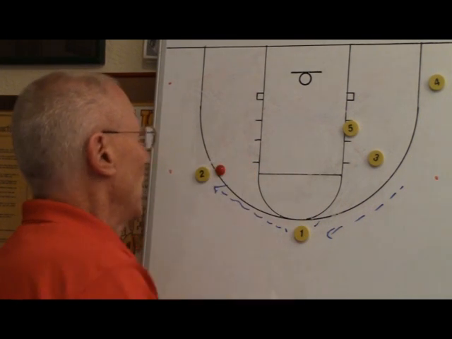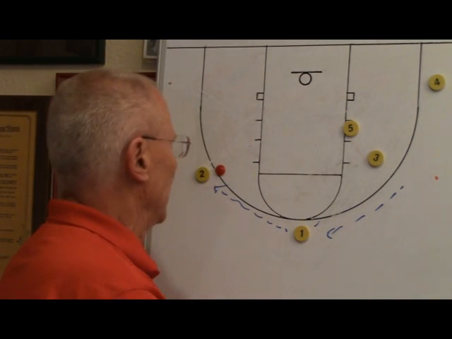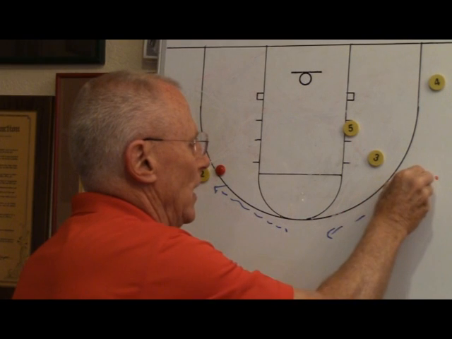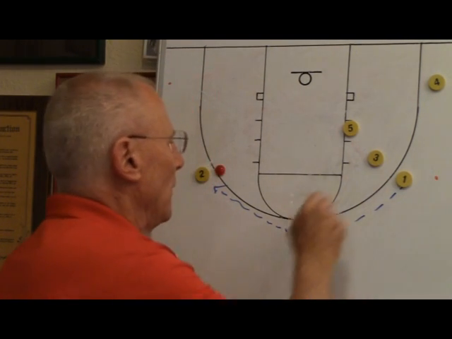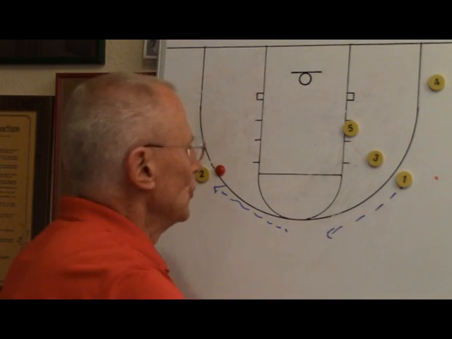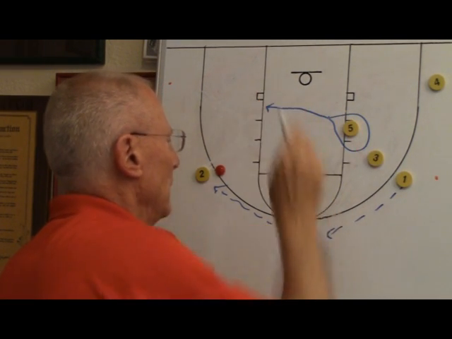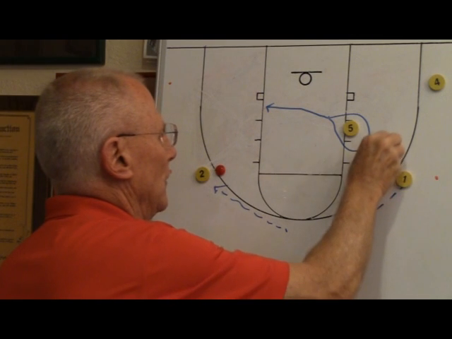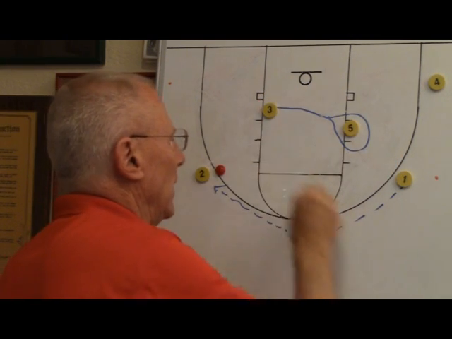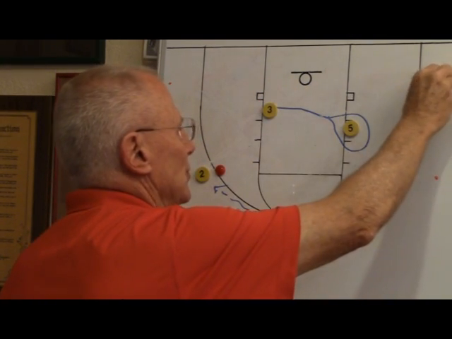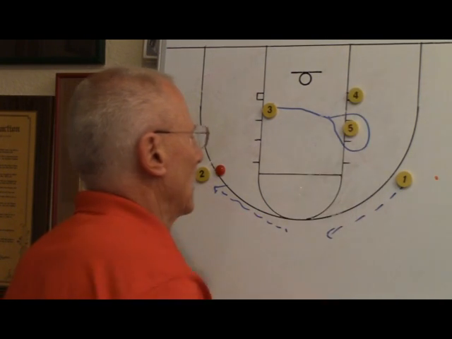All right, 2's got the ball. On that pass, these 3 things happen. On that pass, 1 goes away to the opposite side. On that pass, 3 chooses to take a high or low route over number 5. Okay, cutting over into here. And also on that pass, 4 comes to the block right there.